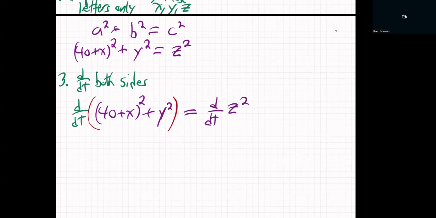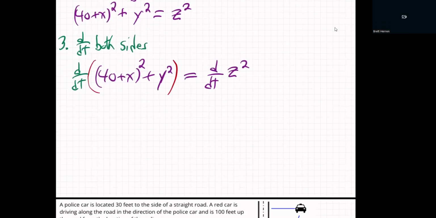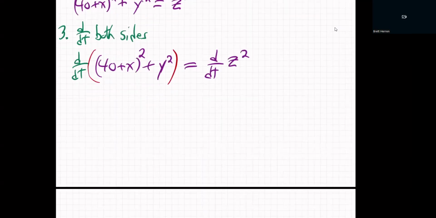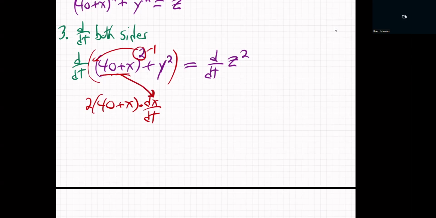All right, so here we go. How do we take the derivative with respect to time of these things? So this guy first off, bring down the 2. You remember the chain rule? Lower the power by 1, so it'll be just first power, times the derivative of the inside, which will be dx/dt, because the 40 just goes to 0.